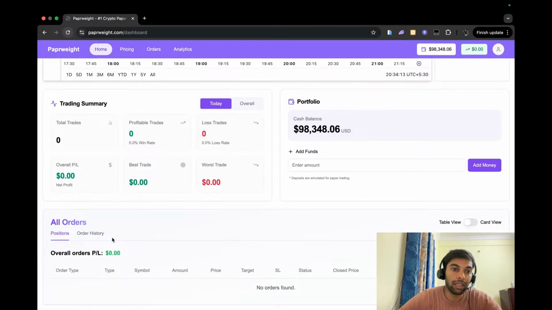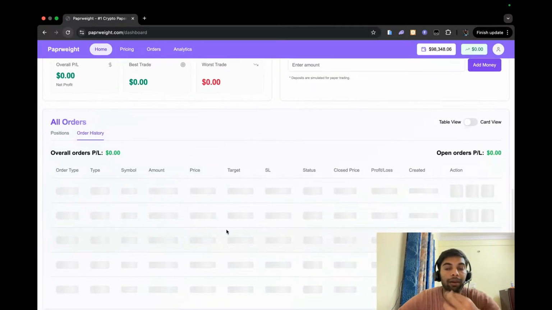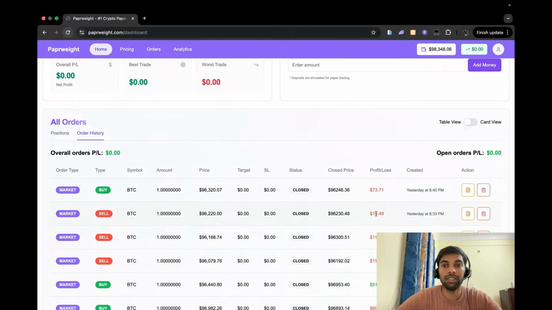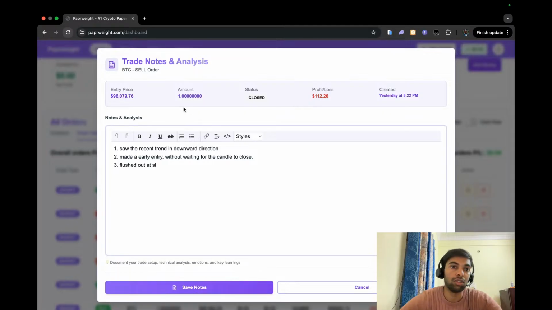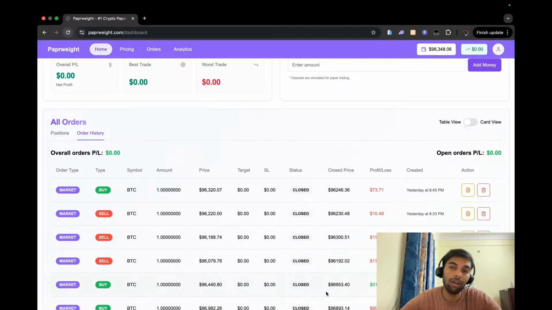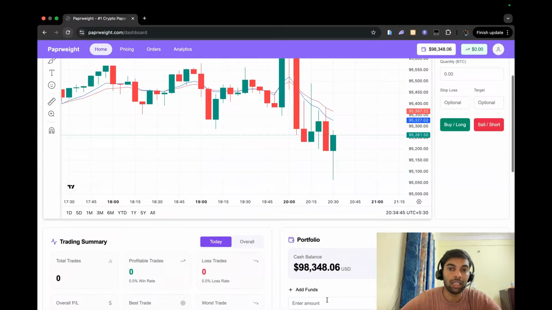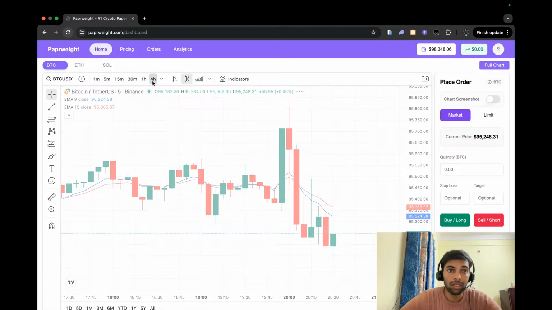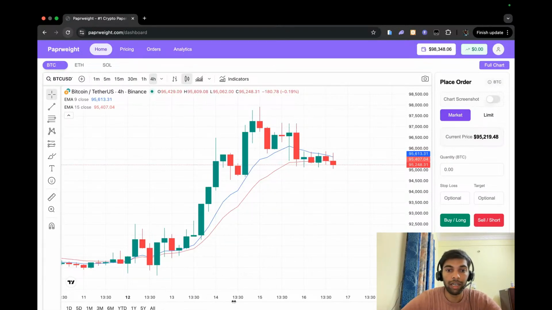So let me show you the trading order history. What tracking means is basically, this is the notes saving icon. When it is green, that means this particular trade has some kind of notes, and this is the note. So I faced a $112 loss, and I noted down what went wrong: saw the recent trend in the downward direction, made an early entry without waiting for the candle to close, and flushed out at SL. So this is how you can make trading notes so that they act as a trading library.